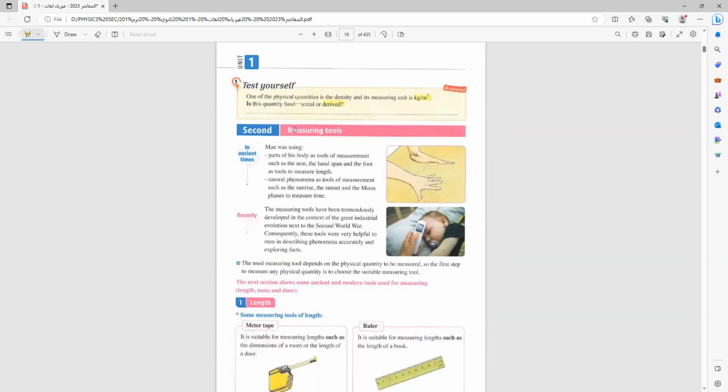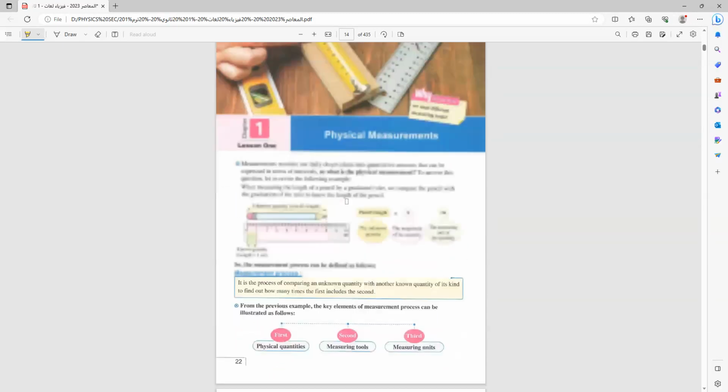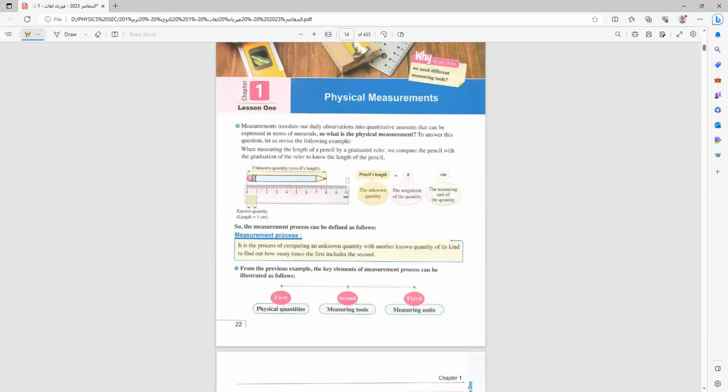What about the measuring tools? Again, if you want to measure the length of your pencil, you will use a ruler. So the measuring tool is a ruler, and the magnitude and the measuring unit. So you must choose suitable tools and the measuring unit to measure your physical quantities.